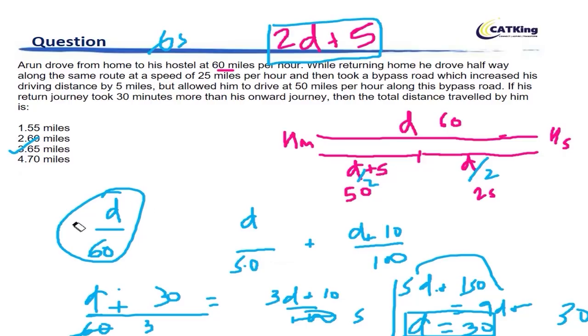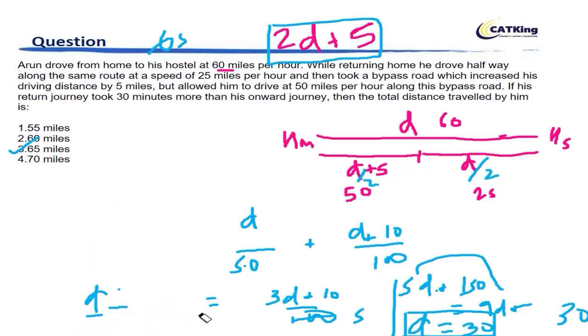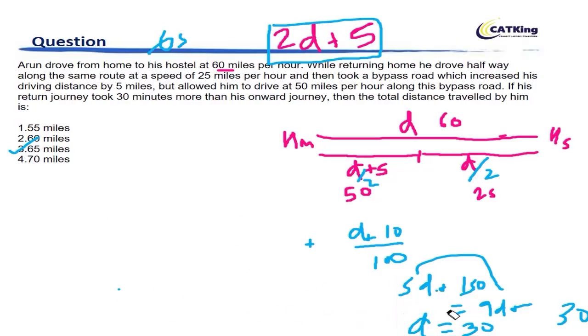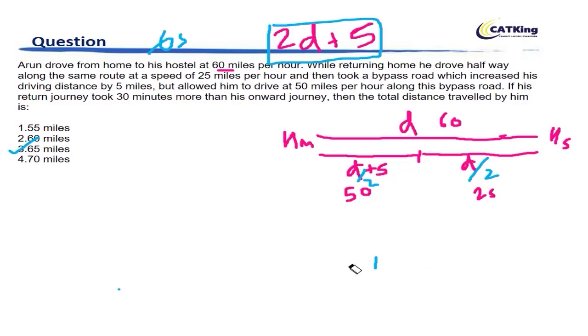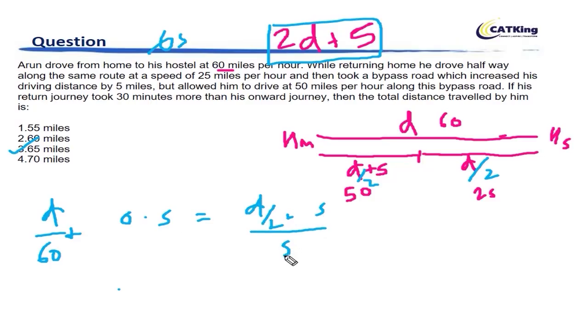But I will suggest that you should solve it a little differently in the exam scenario. This is the right way to solve it. The one that we have done right now is the right way to do it. However, I will tell you a shorter trick to solve this in the exam scenario. Now the question says that d by 60 plus 0.5 is equal to d by 2 plus 5 divided by 50 plus d by 2 divided by 25. Is that correct? This is what the question is saying.